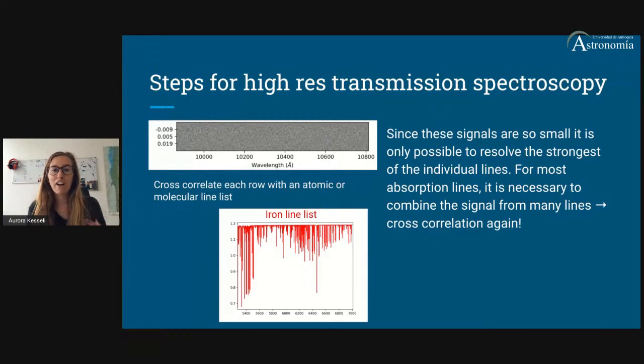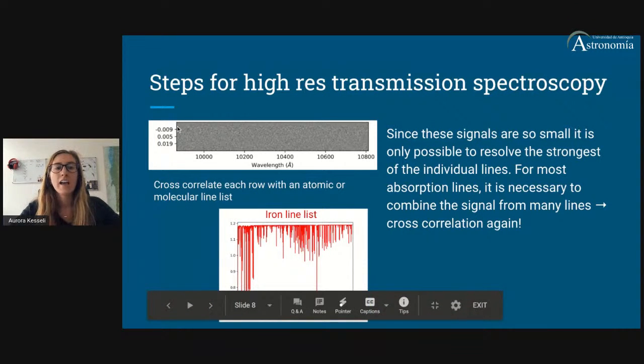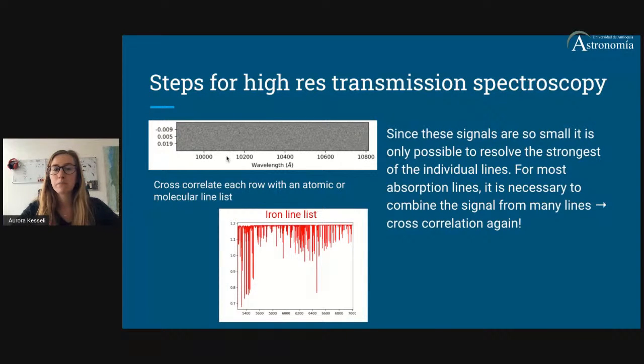So in order to find this signal that's hidden in the noise, we want to combine the signals of hundreds or even thousands of lines together to see if we can find the signal of the exoplanet. And so we're going to use this cross-correlation technique that we saw yesterday and practiced again yesterday. So for example, if we want to find iron in an exoplanet, we can cross-correlate an iron line list with all of this noise. And so what we do is we take this spectrum, and remember, each row here is a different spectrum in time.